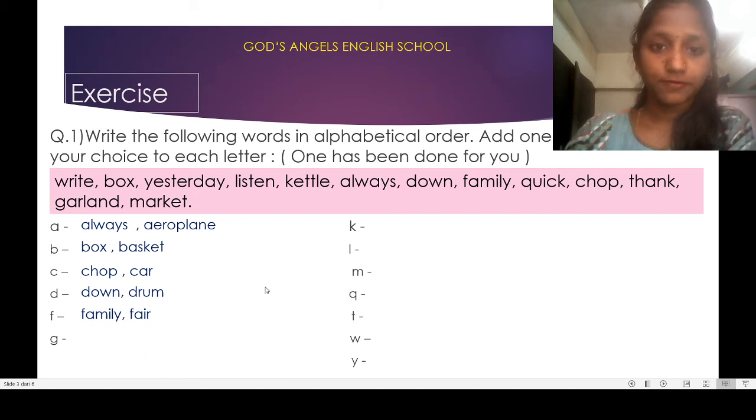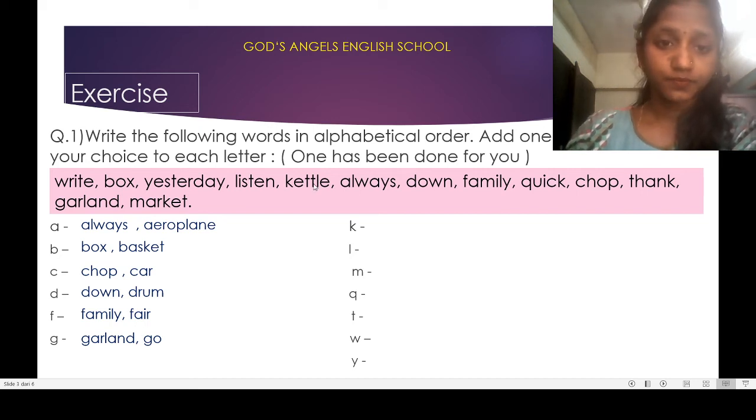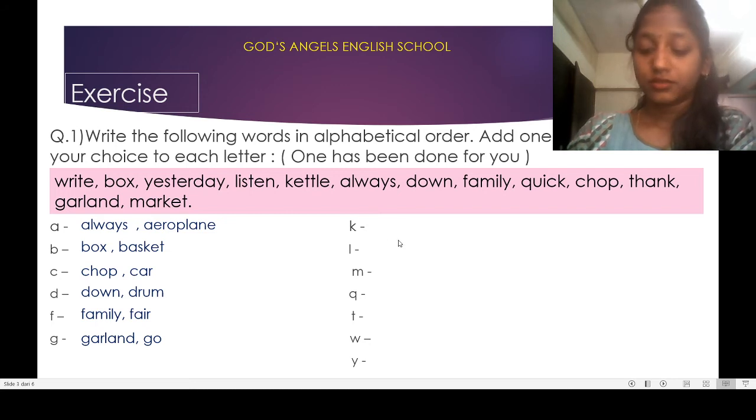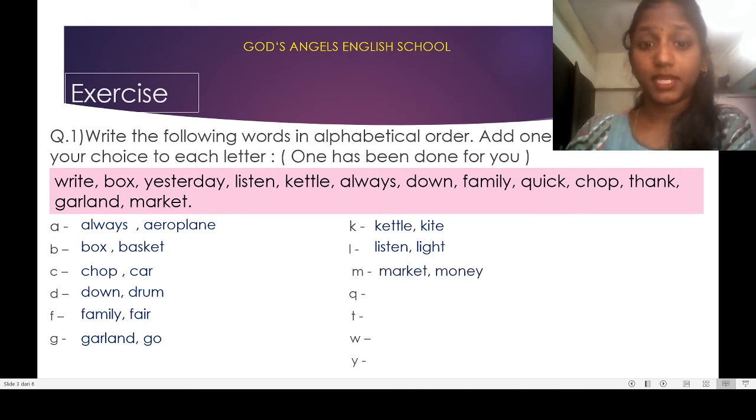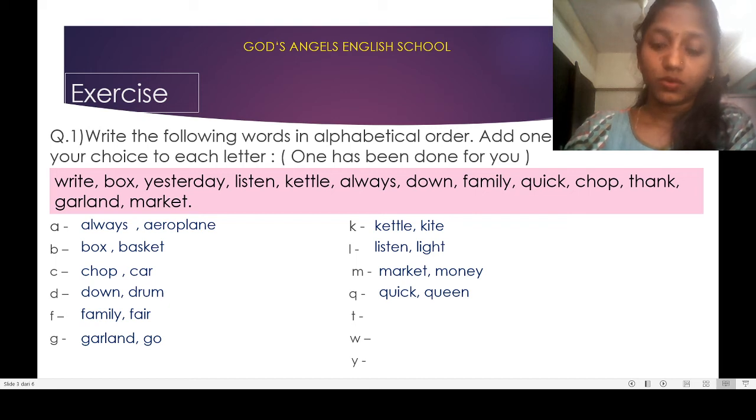Sorry, F, family, and plus fair. And then G, garland, and go. And then K, kettle. I have written kettle plus kite. Then L, listen, plus light. M, where is M? M, market. I have written market plus money. Then Q, as it is, you have to do everything.